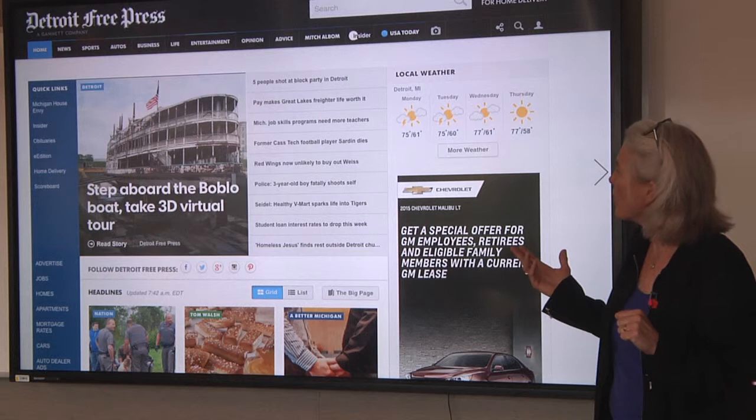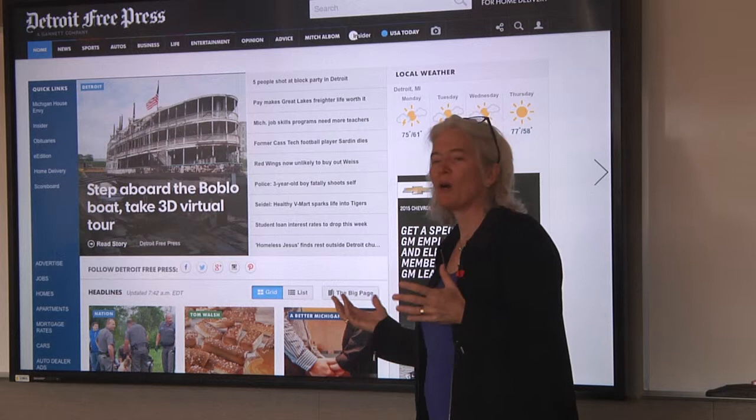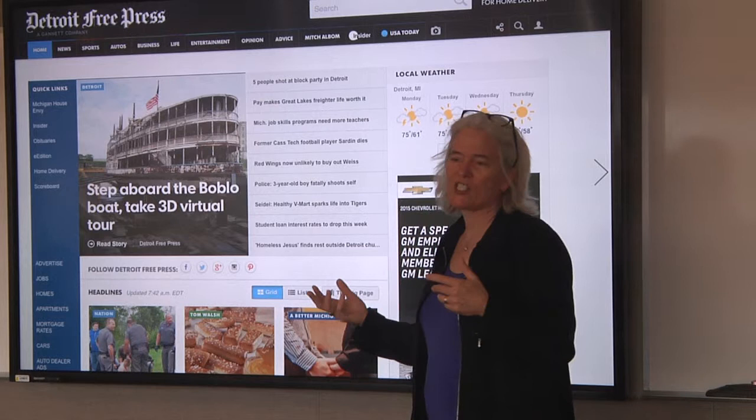So this is one of the last things I did at the Free Press, where we've got this boat that people love, the Bobolo boat. The Bobolo boats were steamships, I guess they were originally steam. They were around at the turn of the century. They all stopped running by the 80s and 90s.